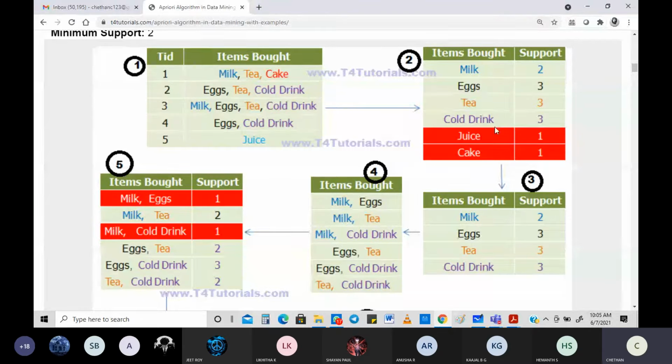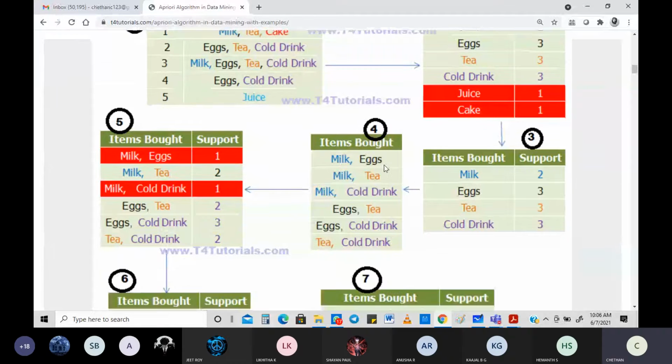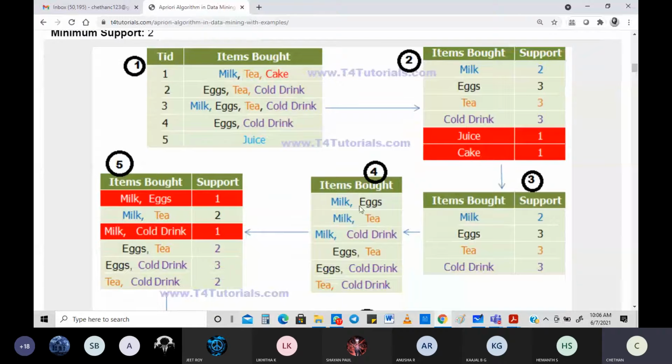If you are doing that, what are the things that you get? You can see right here: 1, 2, 3, 4. You have your milk, eggs, tea, cold drink. When you take 2 at a time, this is what you get: milk-eggs, milk-tea, milk-cold drink, eggs-tea, eggs-cold drink, tea-cold drink. When I do these combinations, you need to check how many places we have each. You have milk and eggs in 1 place. Is there any other? No. Obviously, milk and eggs comes in only one place.